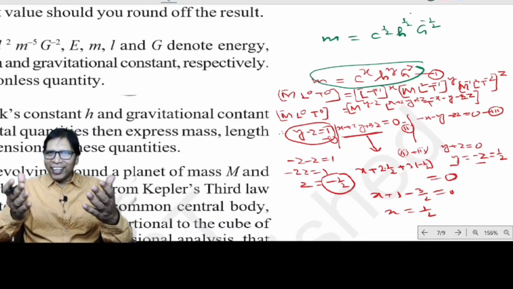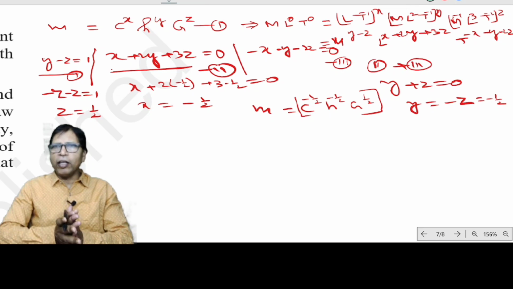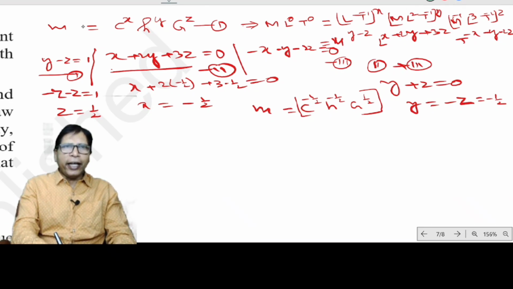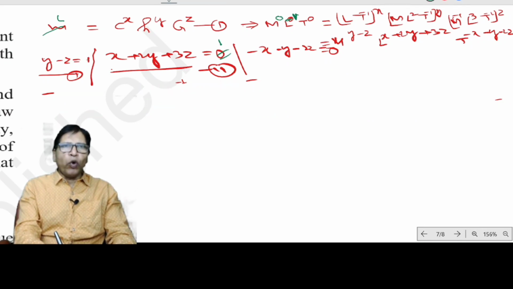Okay, understood? Now in the same way, we can calculate the dimension of length. Here M is replaced by L. So the dimension of length is M to the power 0, L to the power 1. If L to the power 1, then here this equals 1. And y minus z equals 0. So here y equals z.